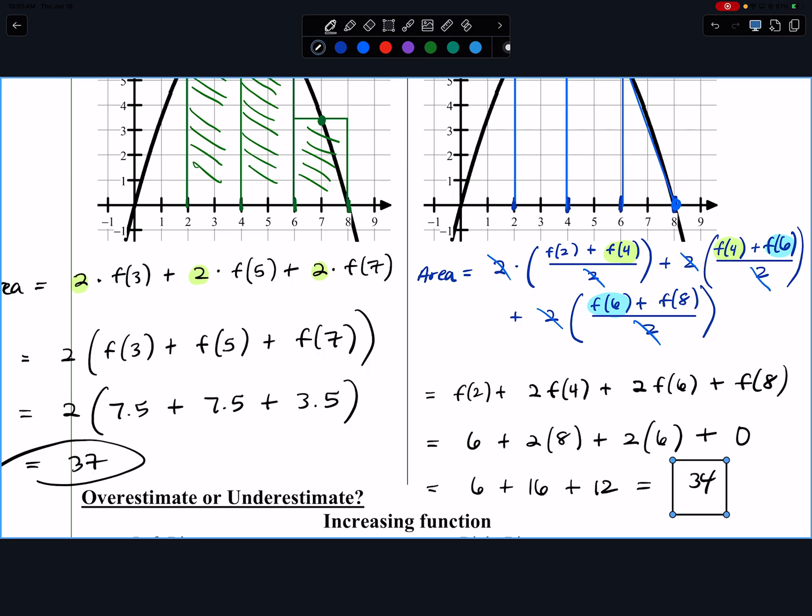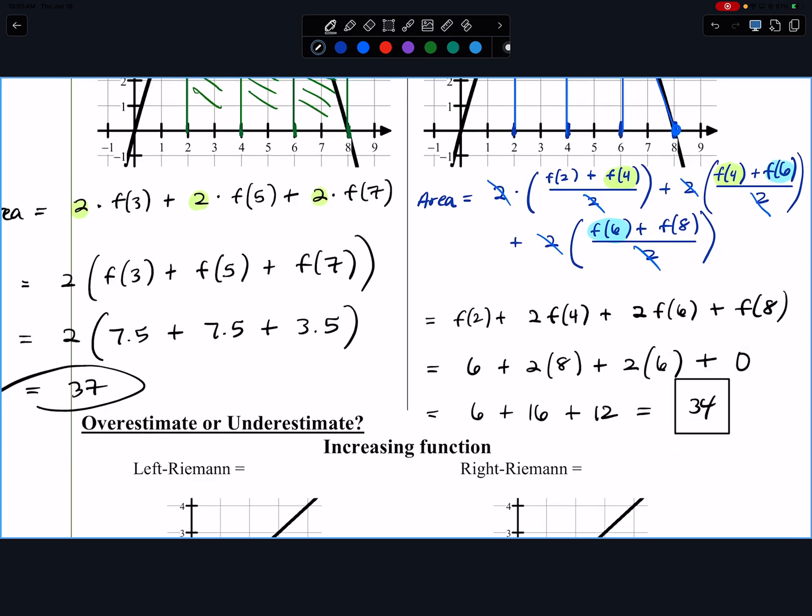So remember what I told you guys, the trapezoid is going to most likely always give you the best estimate. On your homework, you won't have to do all 4 in the same problem. This is just demonstrating how to do them. Okay?